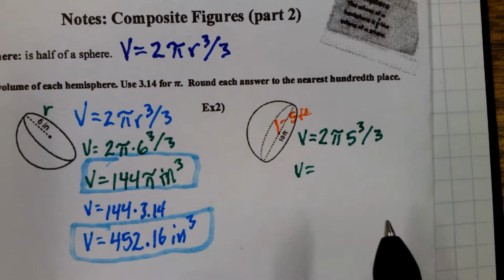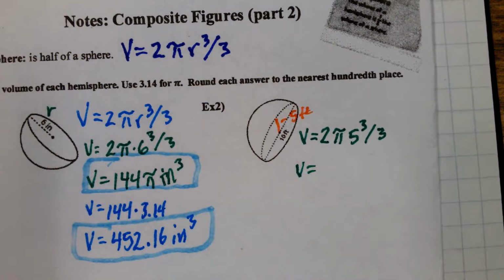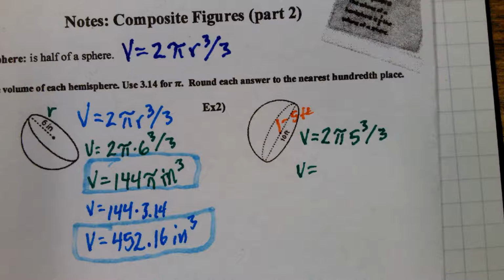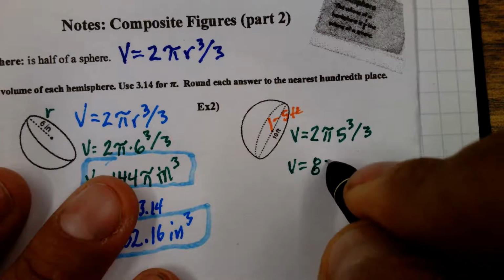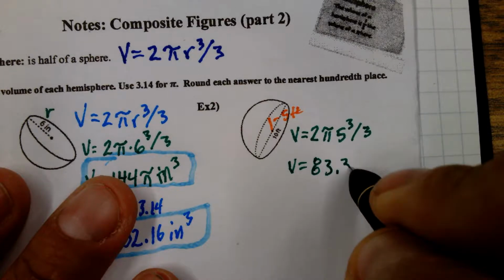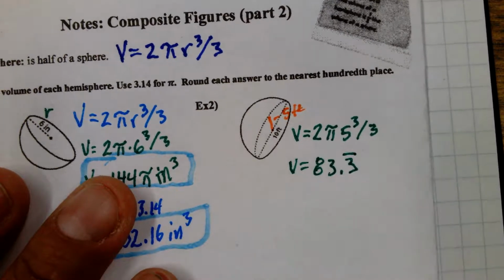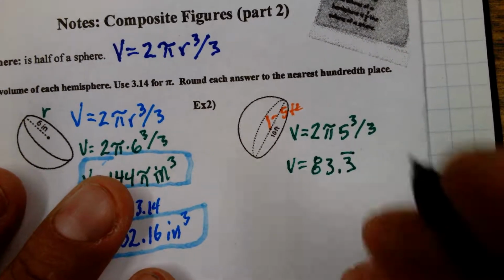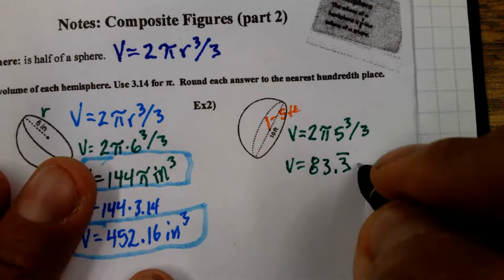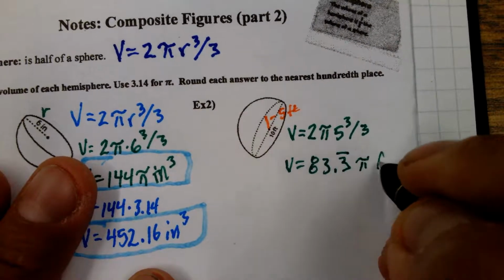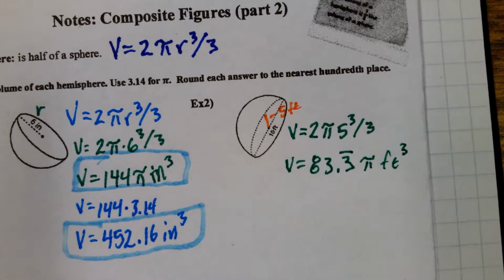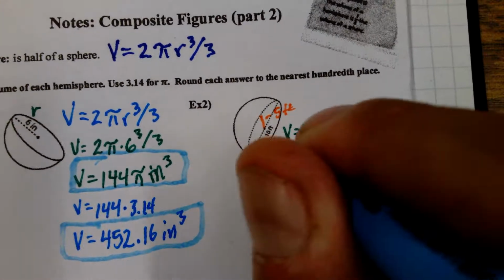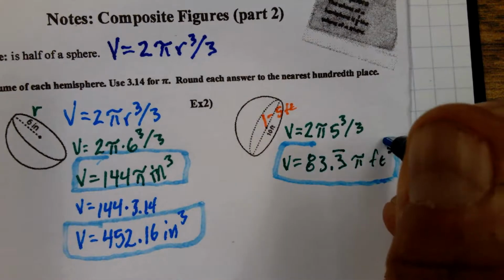Okay. I got 83.3 repeating. If you want to write that as a fraction, you would say 83 and 1/3. And this is pi cubic feet. Okay, so that's one answer. The answer in terms of pi.